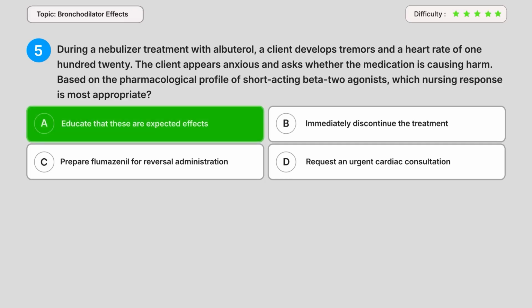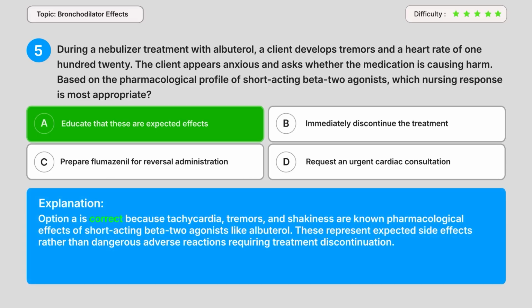Correct answer. A. Educate that these are expected effects. Explanation. Option A is correct because tachycardia, tremors, and shakiness are known pharmacological effects of short-acting beta-2 agonists like albuterol. These represent expected side effects rather than dangerous adverse reactions requiring treatment discontinuation.